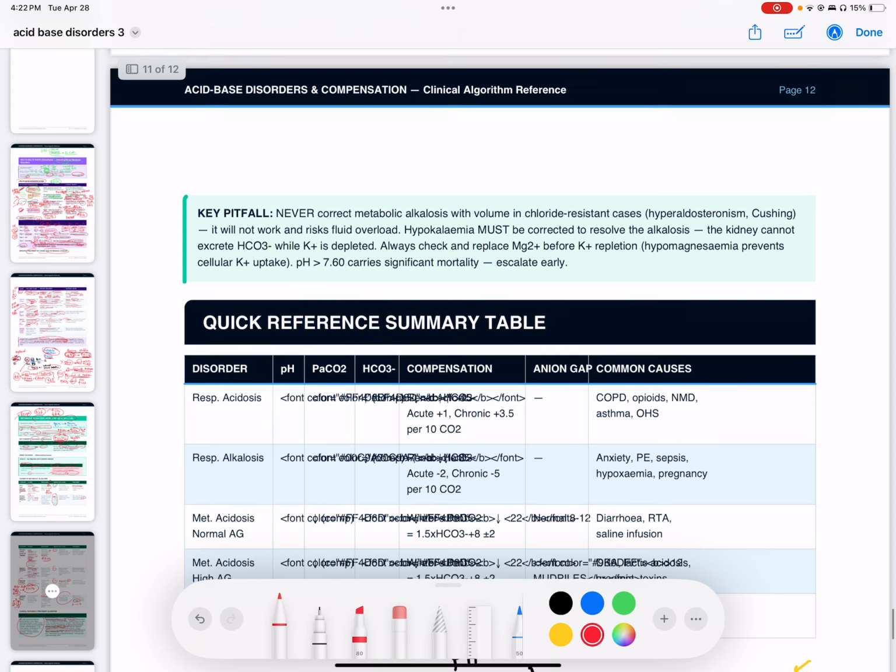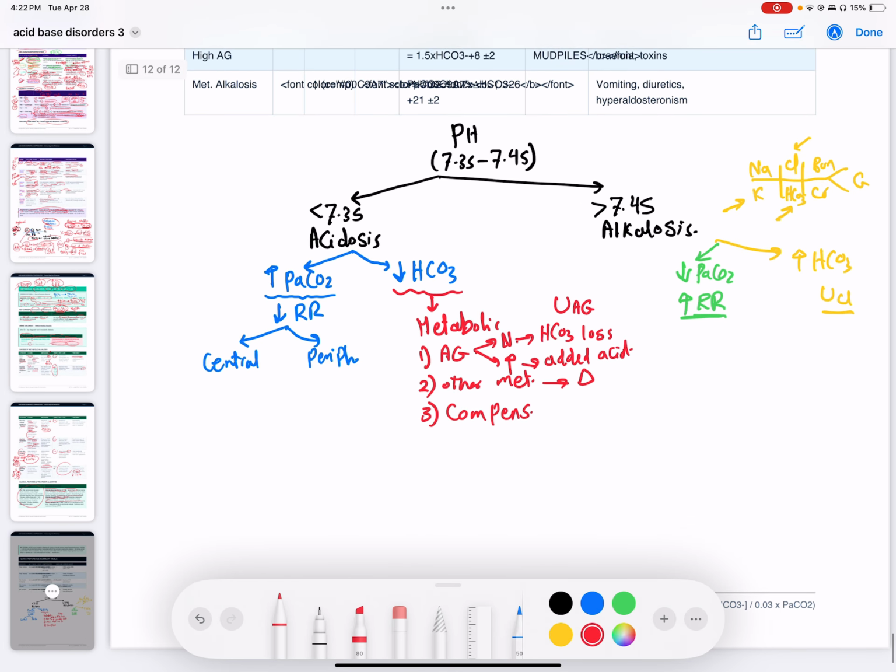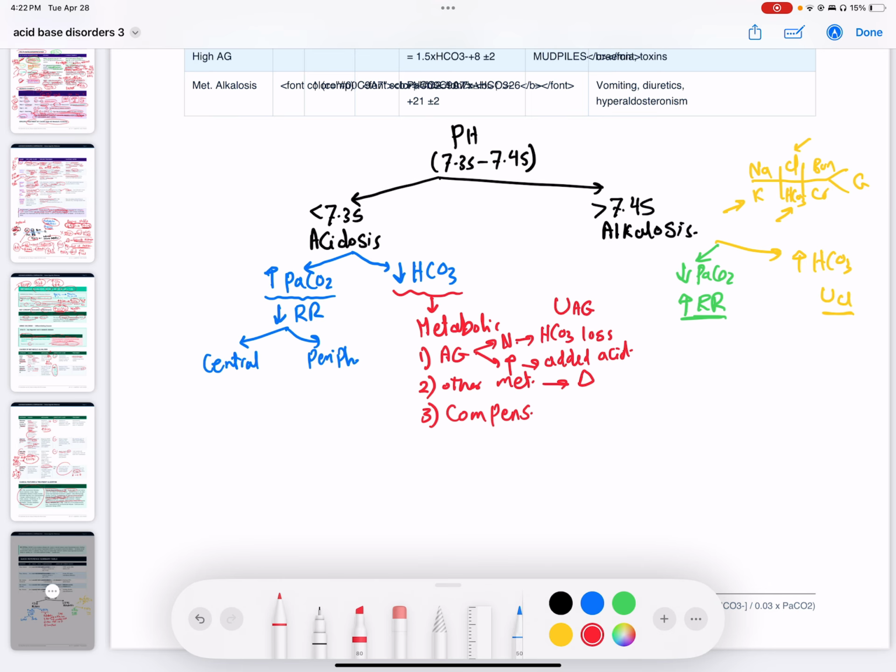Okay. I'll try to summarize very briefly. I know this was very comprehensive. Thank you for watching the whole video. Again, just a brief summary. We look at the pH, the normal between 7.35 to 7.45. If it's below 7.35, that's acidosis.